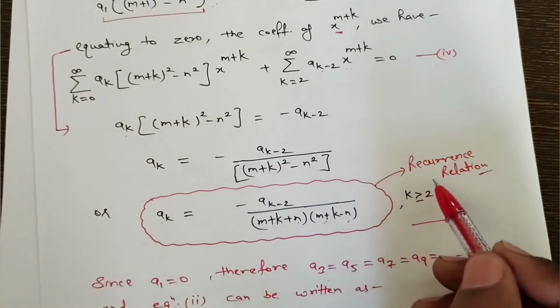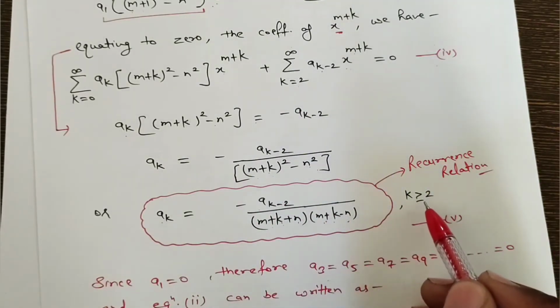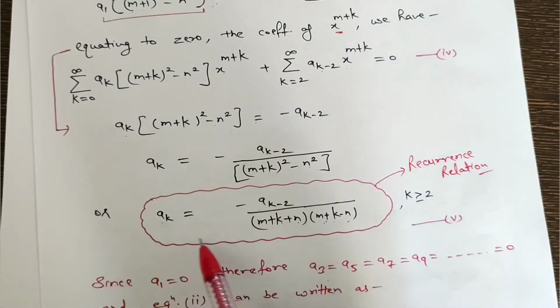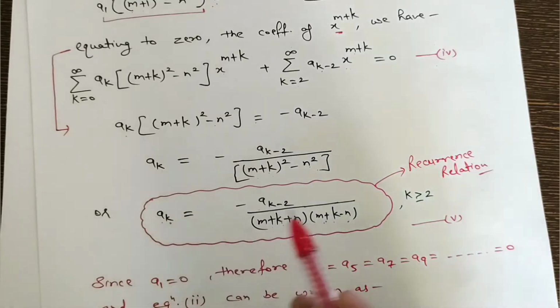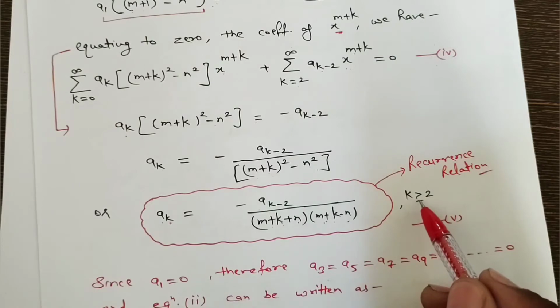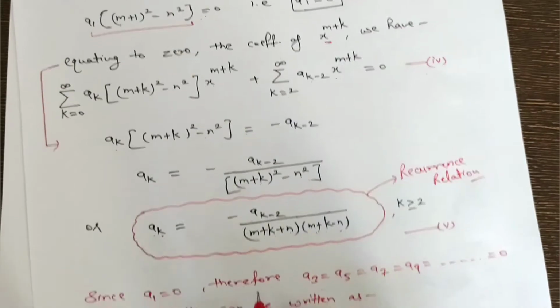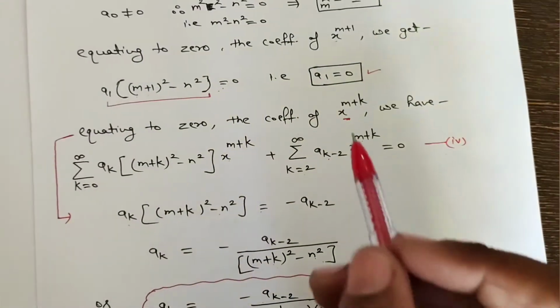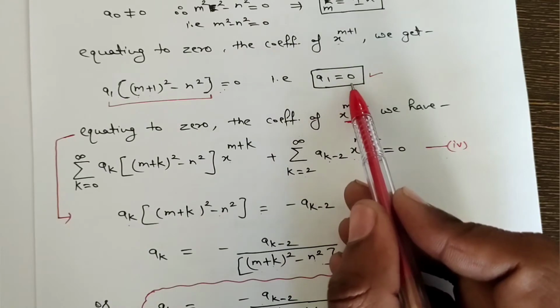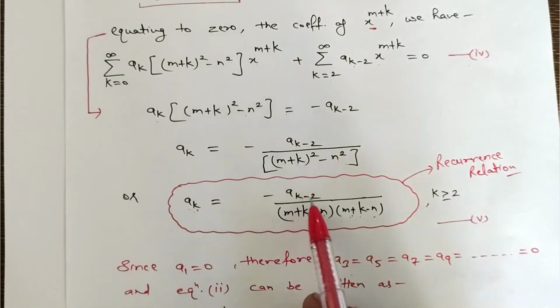So this is our general recurrence relation, and the condition for this recurrence relation is k must be greater than or equal to 2, because the lowest coefficient we can determine from this recurrence relation is a2 after putting k equals to 2. So when we put k equals to 2, it will be in terms of a naught. So that's why the condition here is k must be greater than or equal to 2, and we had named this as equation 5th. Also we had shown that the first order coefficient a1 is 0. So this is the recurrence relation which actually relates the coefficient ak with ak minus 2.